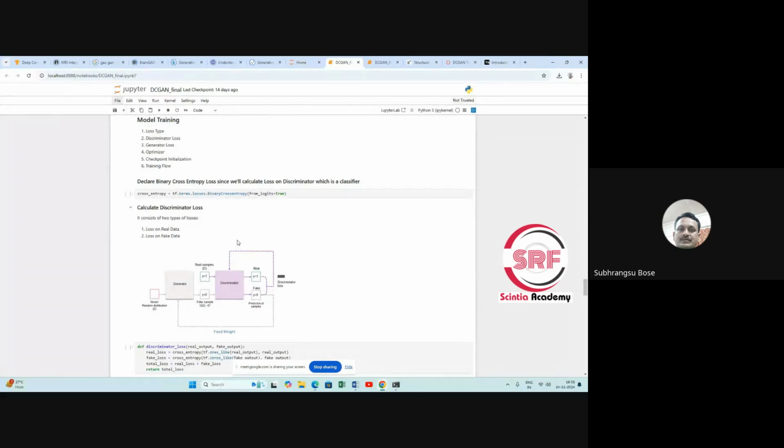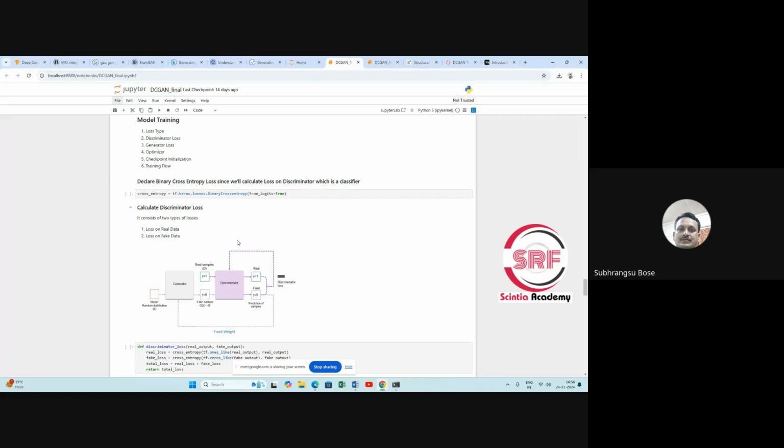Then model training. How to train the discriminator model and generator model? In the GAN, training starts with the loss function. Through the loss function, training is started at generator CNN or discriminator CNN.